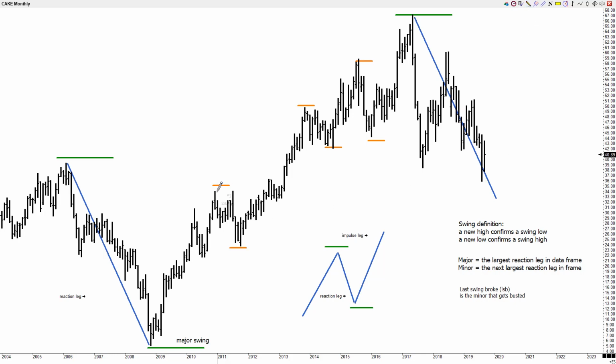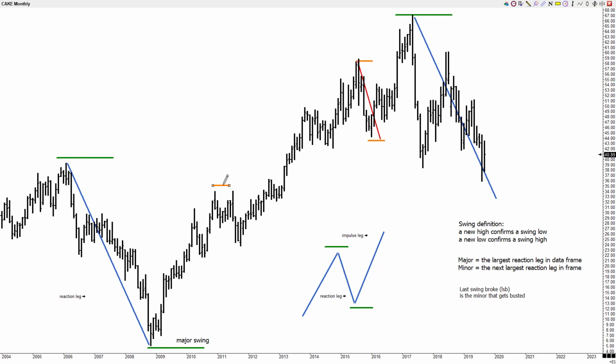Minor is going to be the next largest. So these are swings as well. They're just smaller, like that. Okay, so minor is going to be the next largest. So if we look at this and we've mapped our swings, we'll see that this is the next largest. It's bigger than this one, it's bigger than this one. It's the next largest to this. So this is going to become our minor swing.